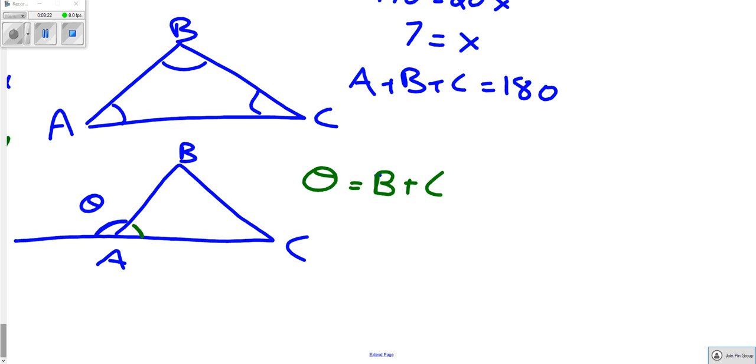What is that symbol called? I don't remember what that was called. So this is the exterior angle of angle A, which is equal to the interior angles B plus C. Okay?